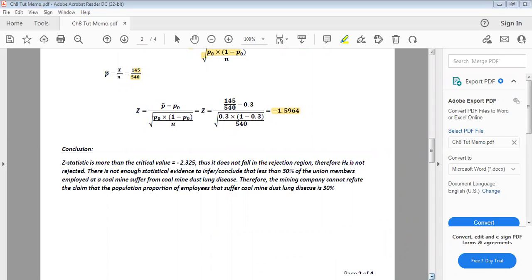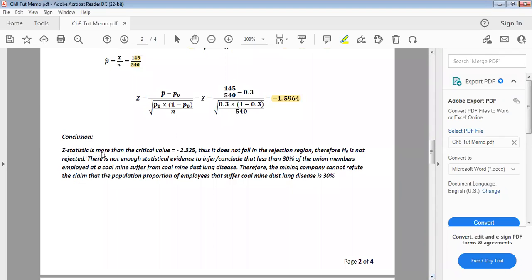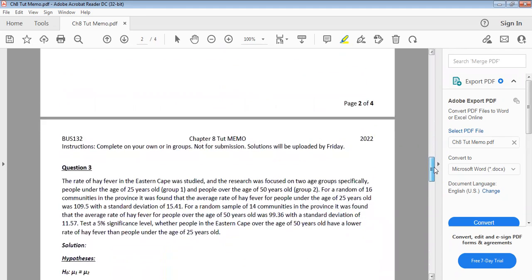So the conclusion here is that the Z statistic is more than the critical value. So it means that it falls into the rejection area, therefore H0 cannot be rejected. Therefore, there's not enough statistical evidence to prove that less than 30% of union members suffered lung diseases. Therefore, we refuse the claim that the population proportion of employees that suffer mine disease is 30%. Okay, so the claim is wrong.